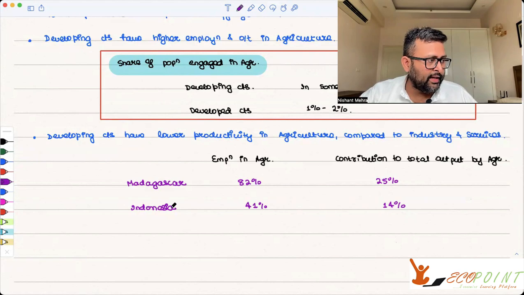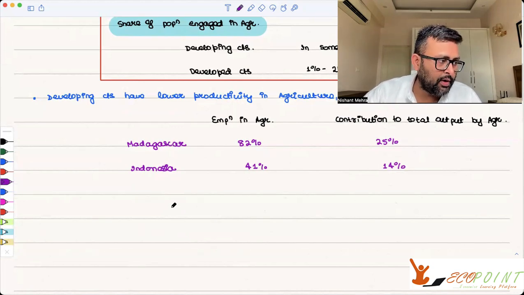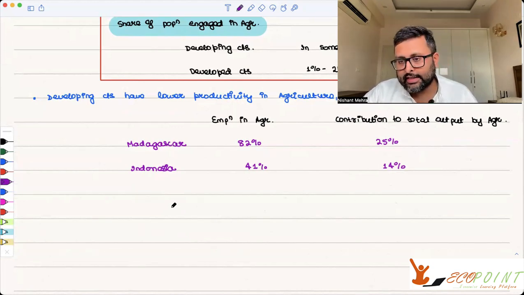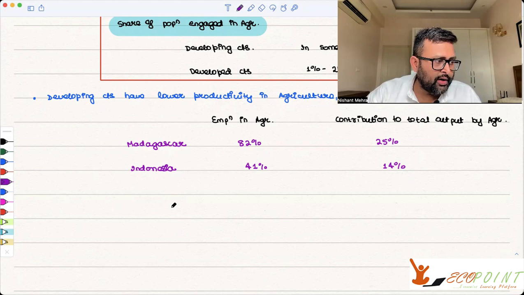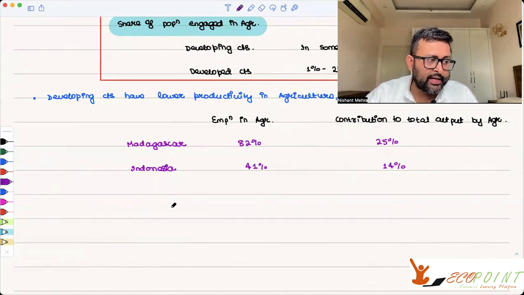Now, another important point about this was, even within agriculture, you will find a lot of gender differences. The proportion of population in agriculture is going to vary from country to country. So there are countries, for example, in Latin America, where more men are employed in agriculture. In Africa and Asia, more women are employed in agriculture.